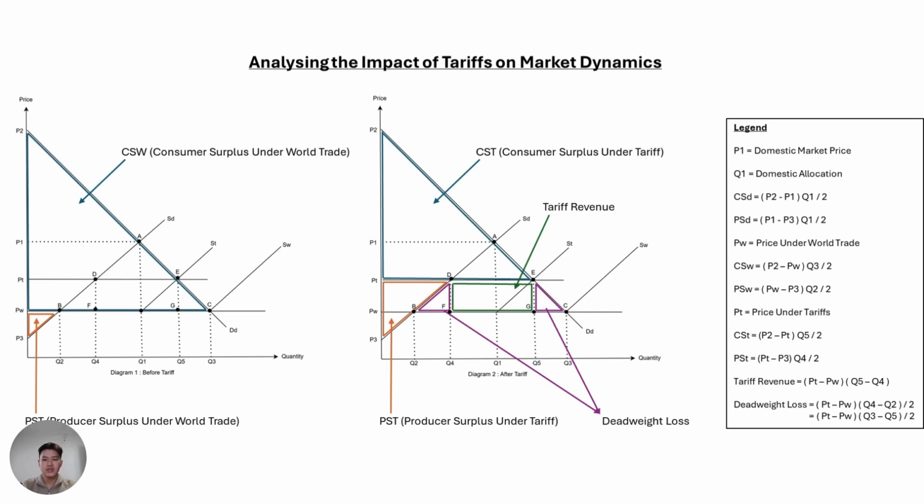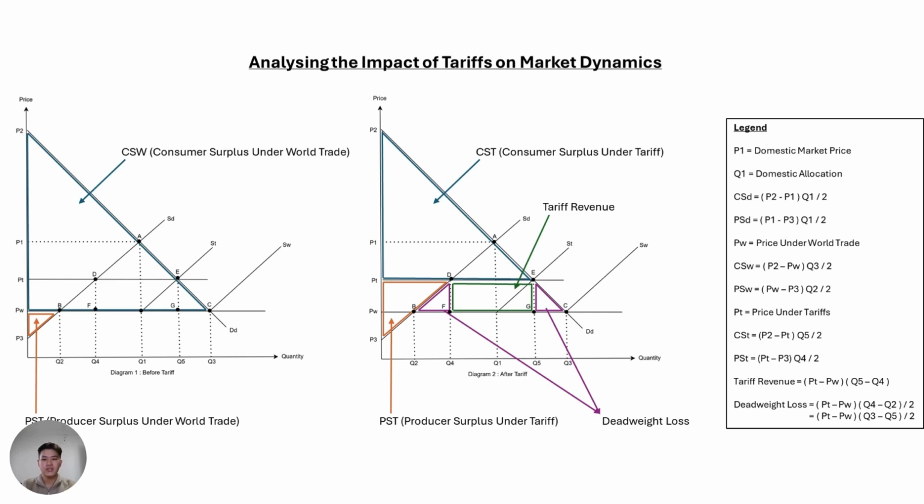Producer surplus under world trade is the small orange triangle area below PW and above the supply curve, representing the benefit to domestic producers. The difference between Q2 and Q3 represents the imported quantity of goods, as domestic producers only supply up to Q2 while consumers demand Q3 at the world price. Since the price is low and there are no restrictions such as tariffs, consumer surplus is maximized, making this scenario the most ideal for consumers in terms of total welfare.